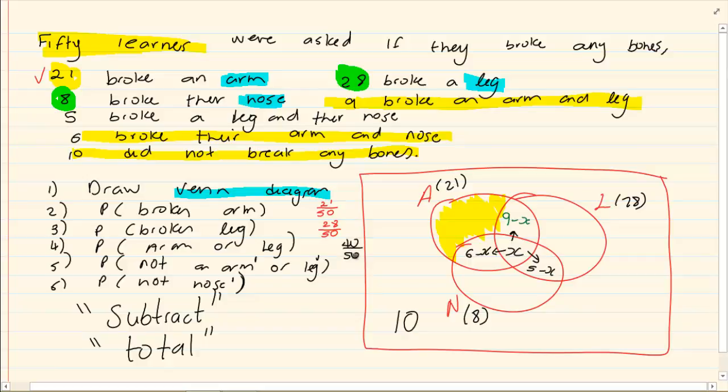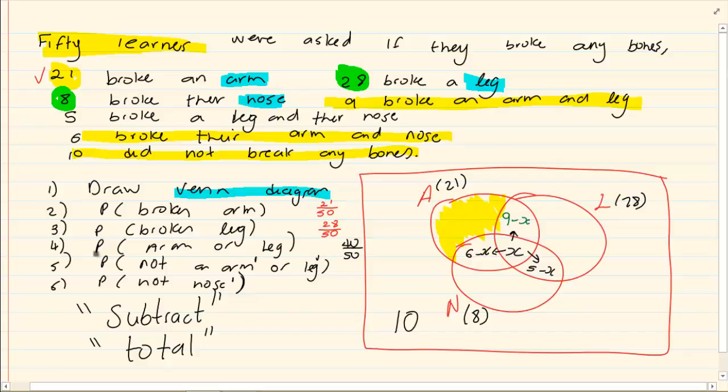But what learners do is they say, okay, what's 21 plus 28? Oh, it's 49. So my answer is 49. That will become a problem, because you need to know that it's overlapping and you have to calculate x before you can actually answer number 4.